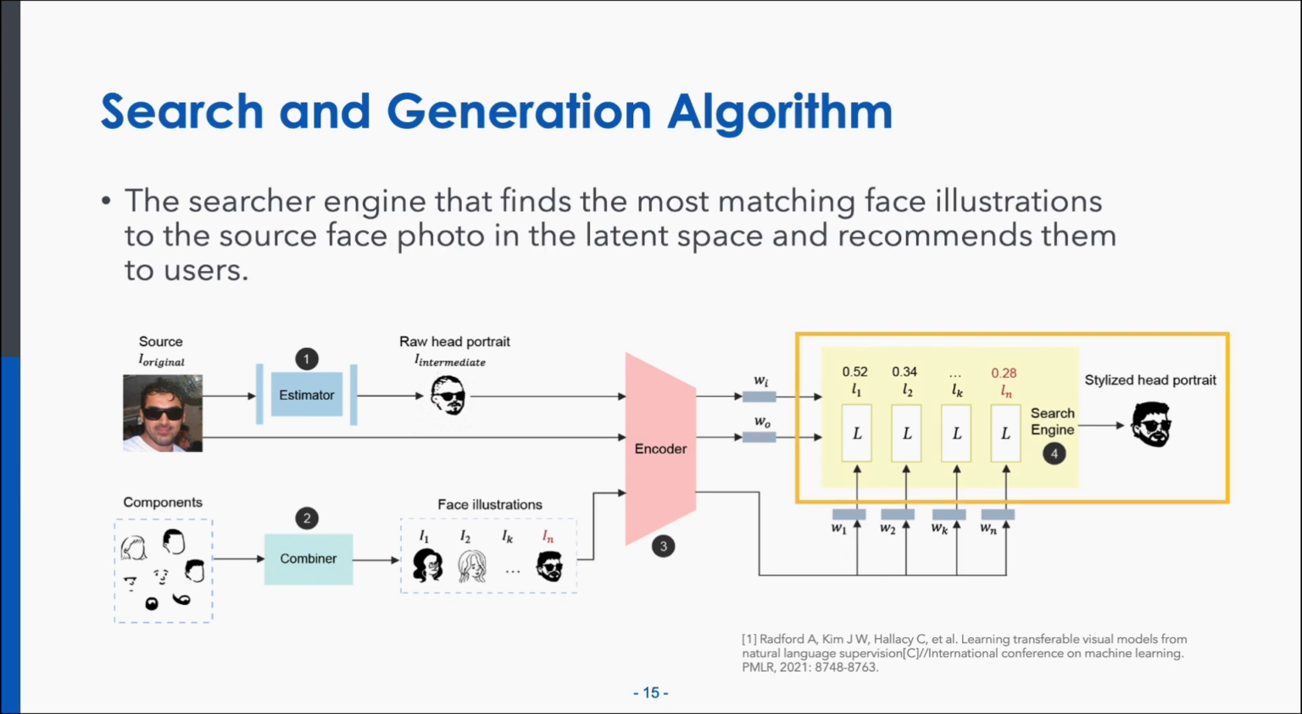The search engine is used to find a set of face illustrations from L1 to Ln that best match the source face photo in the latent space. During the process, the face illustration with the minimum loss is selected and recommended to users.